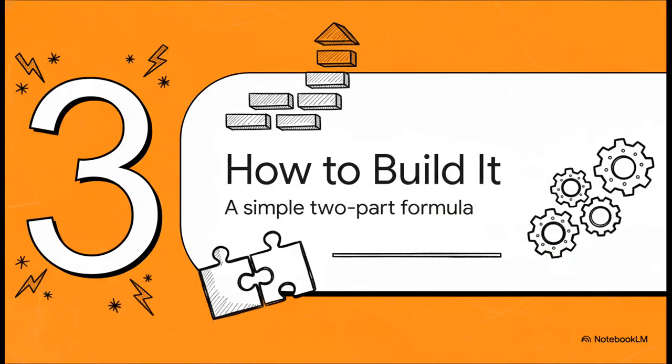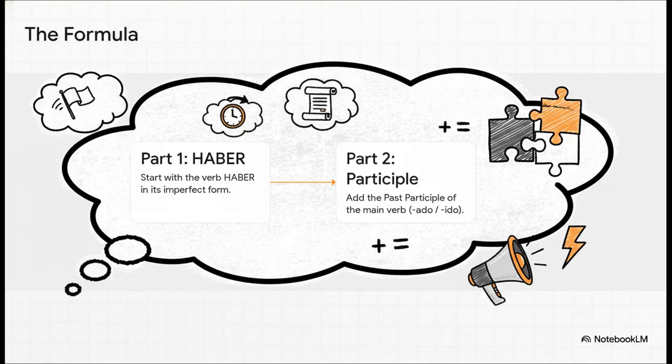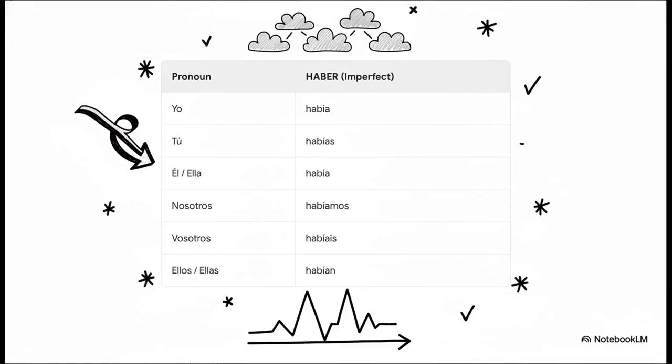So, how do we actually build this thing? Well, the best part is that for such a powerful tool, it follows a really straightforward two-part formula that's super easy to learn. Okay, so the formula is just dead simple. It's only two building blocks. First, you take the verb haber, but you use its imperfect form. Then you just add the past participle of your main verb, the ones that end in ado or ido for regular verbs. Here's your first building block, the imperfect of haber. The great thing is, these forms never ever change, no matter what your main verb is. So you just gotta lock these 6 forms into your memory. Había, habías, había, habíamos, habíais, and habían.